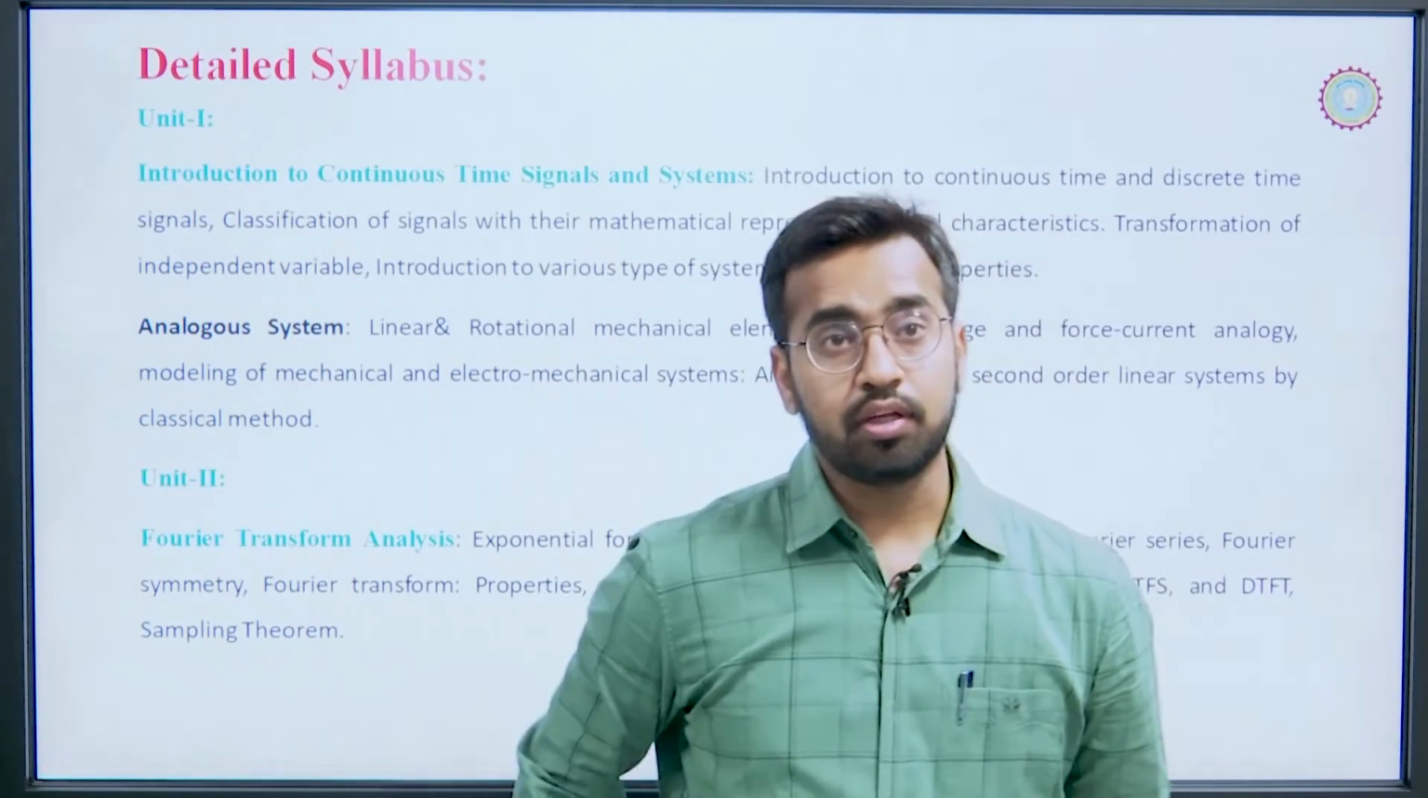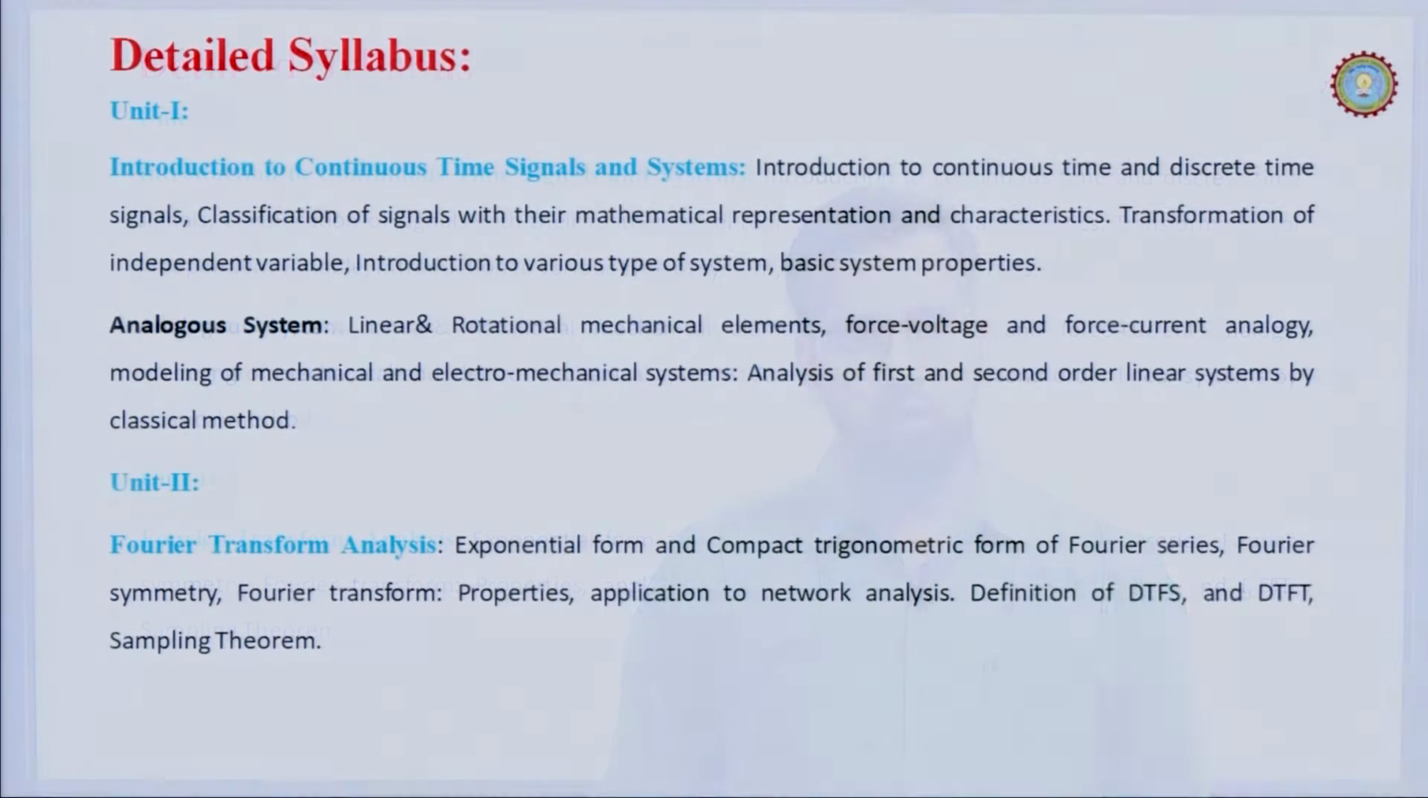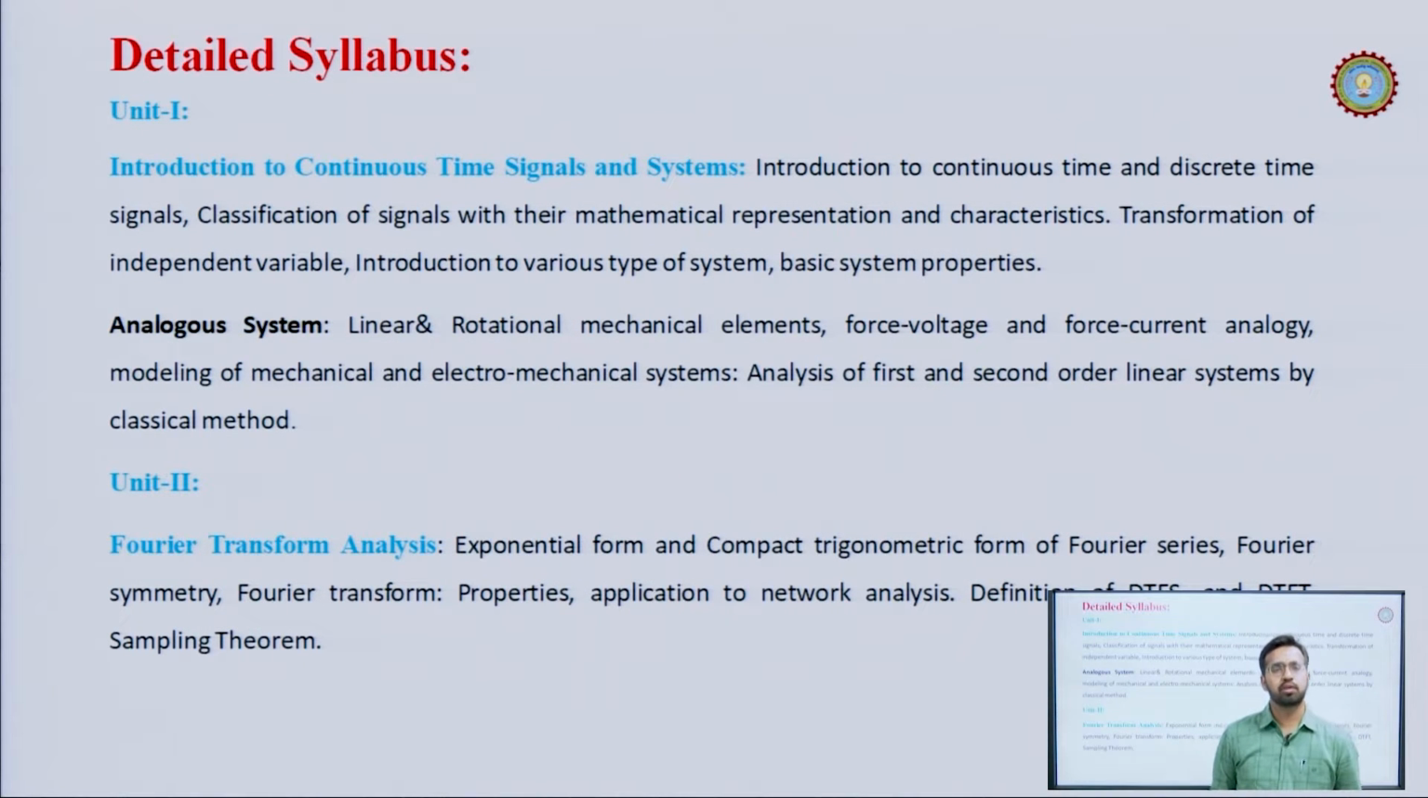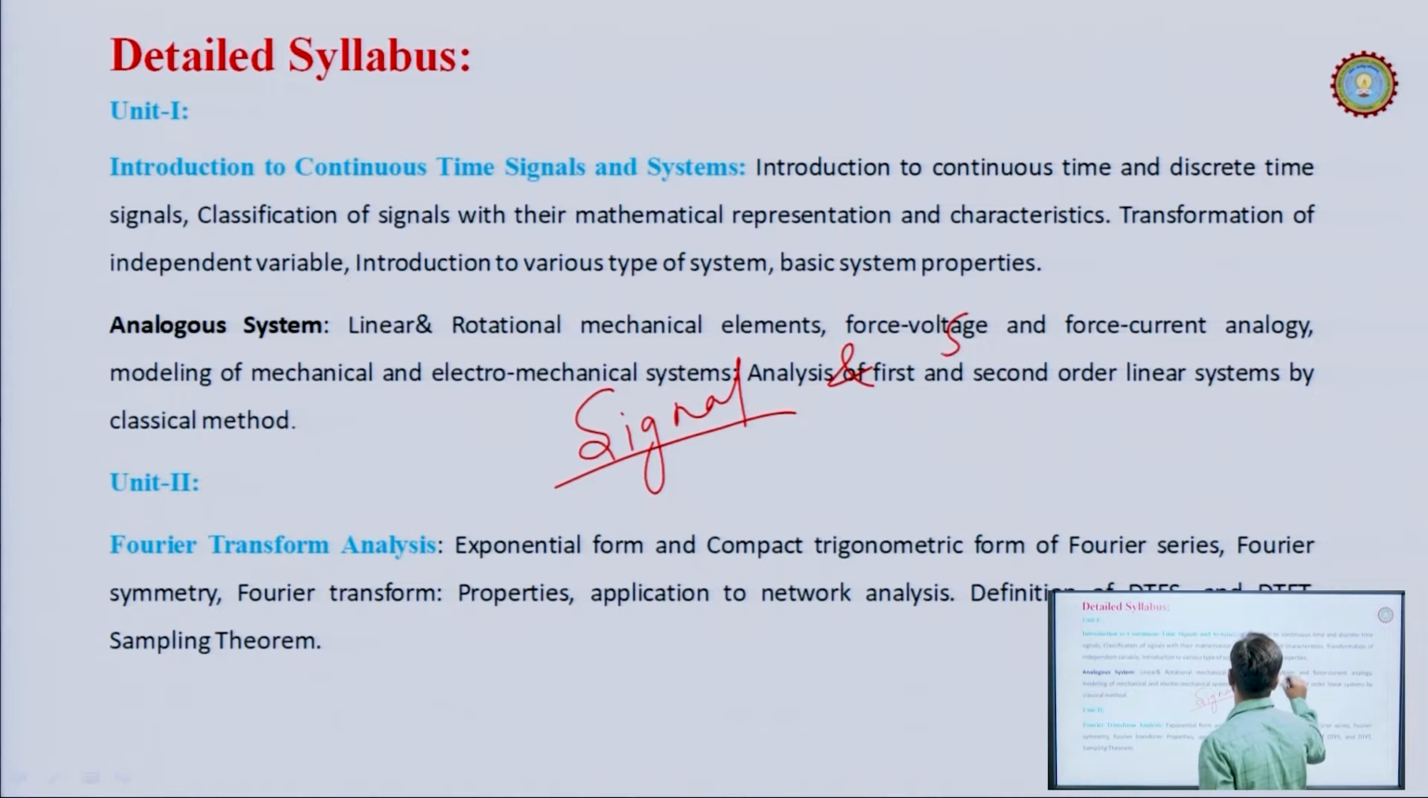Okay. So, the syllabus is divided into 5 units. The first unit is the introduction to continuous time signals and systems. As you can see, the subject has 2 major terms, signals and systems. How can we differentiate what is a signal and what is a system? If I ask you what a signal is, we can say that anything which has some information is a signal.